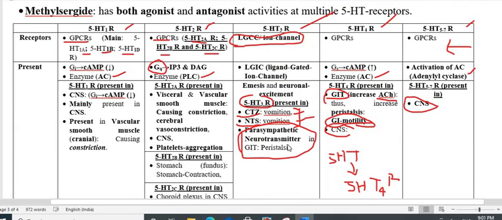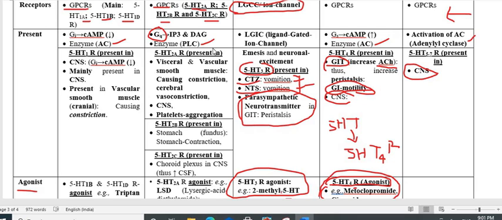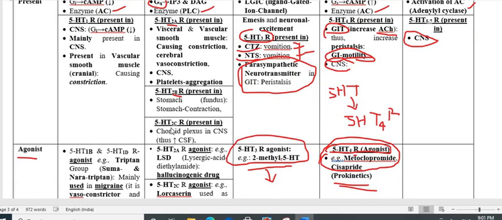Now we have to go through two more, the agonists and antagonists concerned with the 5-HT2 and 5-HT1 receptors. First, the presence of the 5-HT2A receptor, the presence of the 5-HT2B receptor, and the presence of the 5-HT2C receptor. The 5-HT2 receptor is present in the smooth muscle of the GI tract and also on blood vessels, and therefore it produces vascular smooth muscle constriction and contraction of the smooth muscle of the GI tract. Also, it is present in the CNS and is responsible for platelet aggregation through the 5-HT2 receptor.